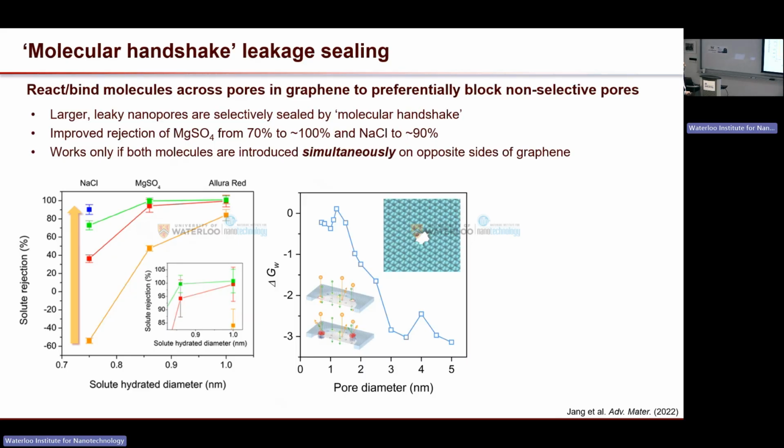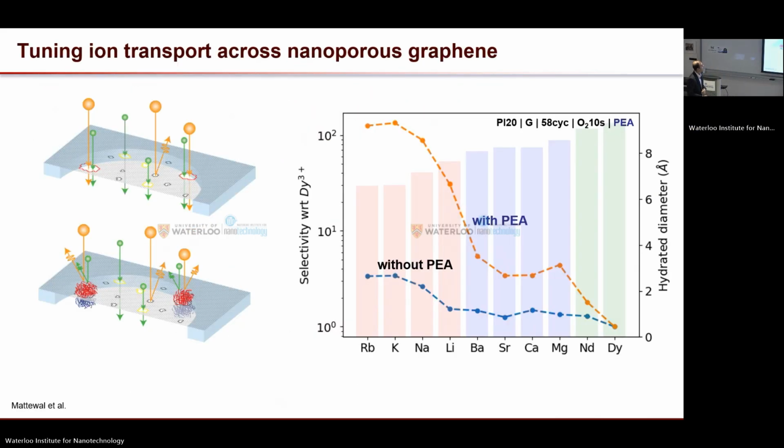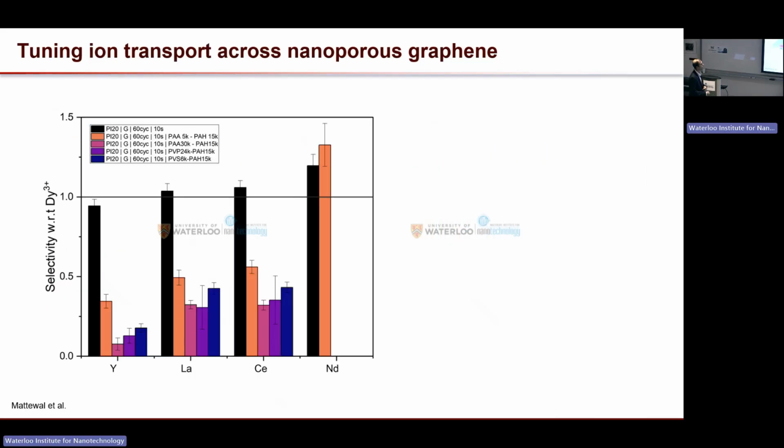And then MD simulations also show that if the pore is large, then it favors assembly of these molecules across the pore. So this is very interesting. And this gives us the ability to tune the selectivity of the membrane quite readily. So with this, we measured multiple ions in salt mixtures. And if you assemble polyelectrolytes, you can actually tune salt transport over 2 orders of magnitude quite readily.